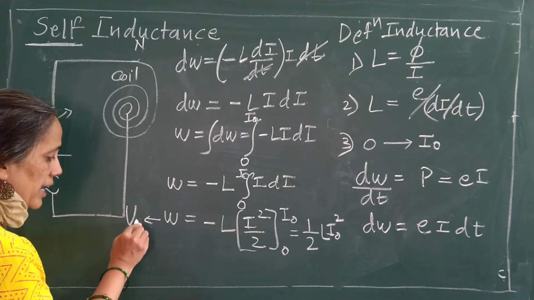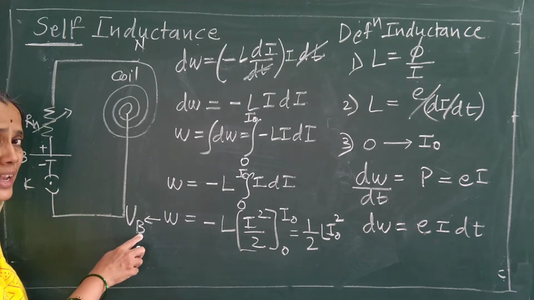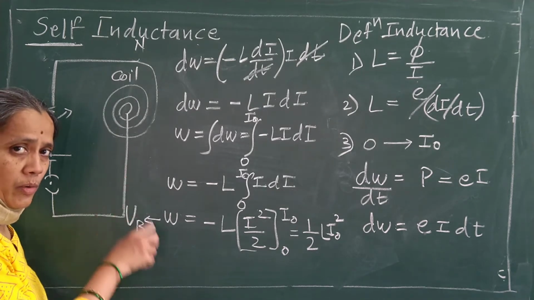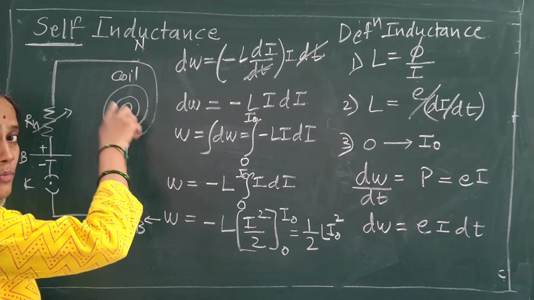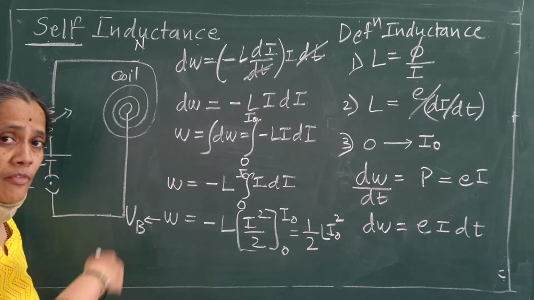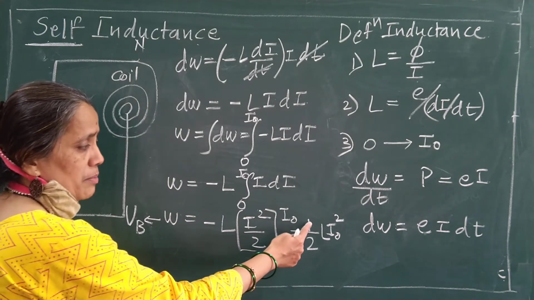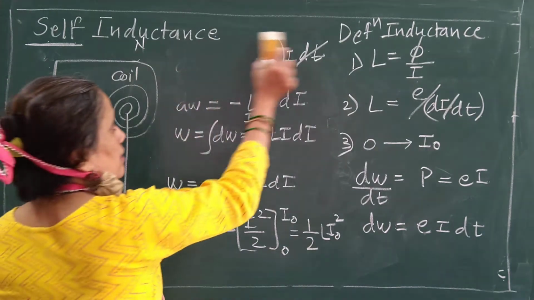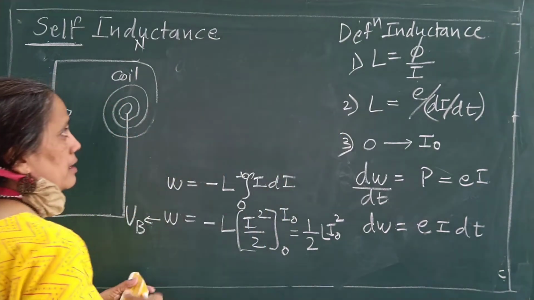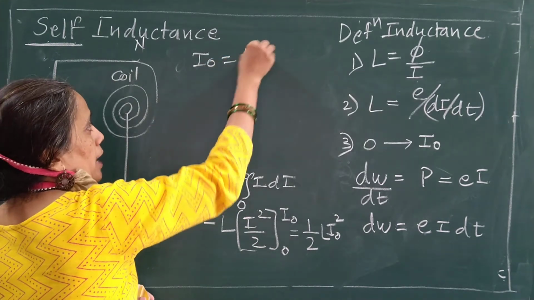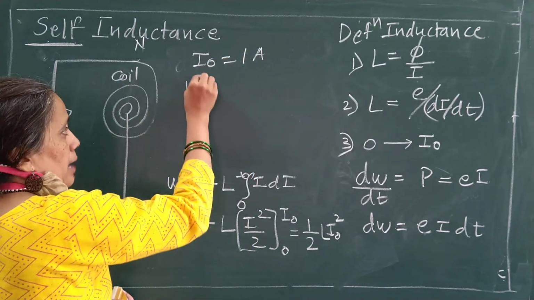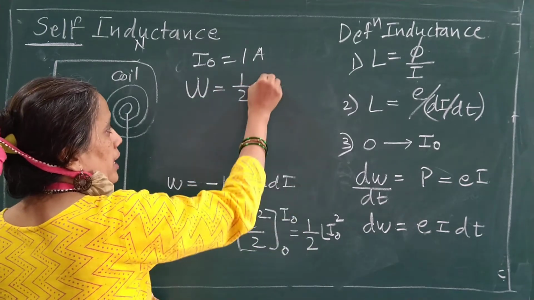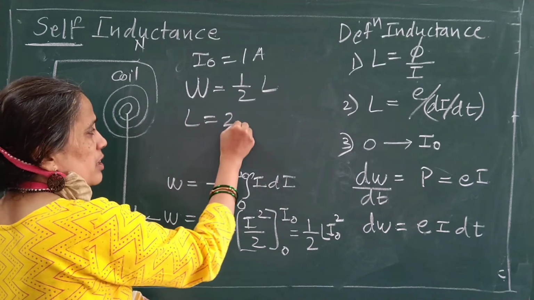Meaning what am I getting? Magnetic energy. B for magnetic energy, U for energy simply. So the magnetic energy stored in the coil when the current is changing from minimum value to maximum value is nothing but half L I0 squared. Now if I say that the maximum current I0 is equal to 1 ampere, then this work done W I can write as half into L. Meaning L is equal to what?